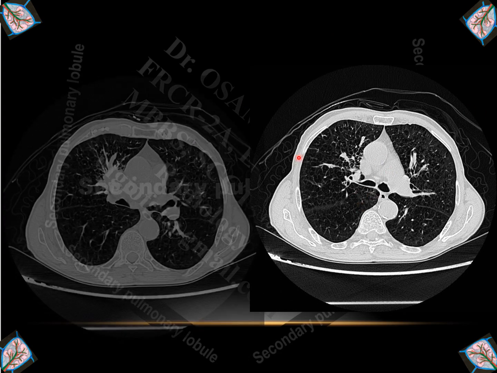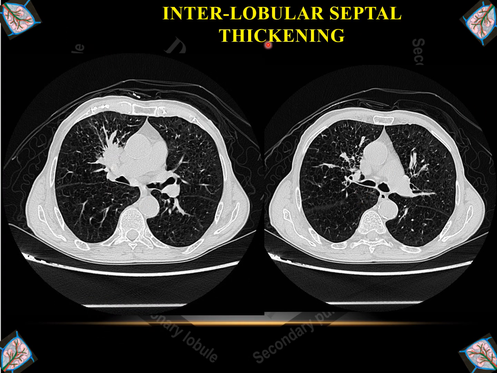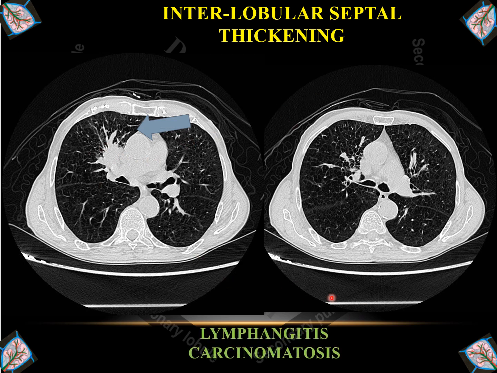And this is a patient with interlobular septal thickening. As we see here, there is interlobular septal thickening, and also here. And we can see the secondary pulmonary lobules. There is a suspected mass here, and the diagnosis is considered to be lymphangitis carcinomatosis due to this mass.